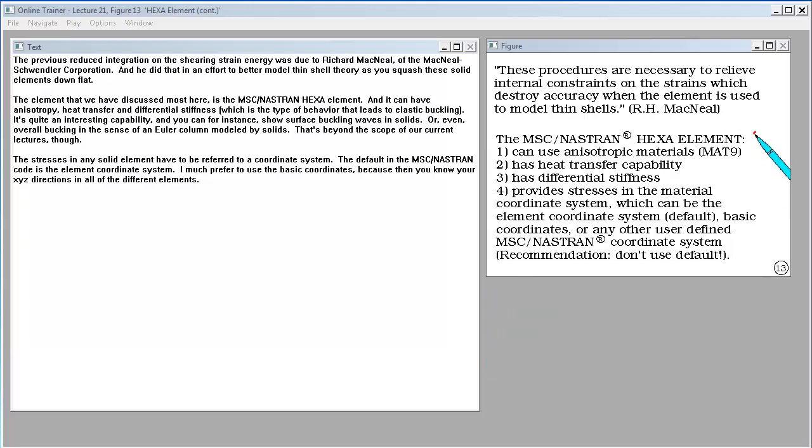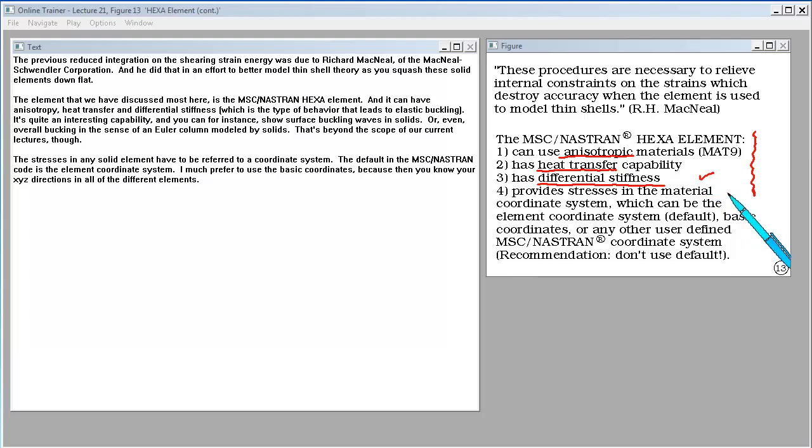The element that we've discussed most here is the MSc Nastran Hexa element, and it can have anisotropy, heat transfer, and differential stiffness, which is the type of behavior that leads to elastic buckling. It's quite an interesting capability, and you can, for instance, show surface buckling waves in solids, or even overall buckling in the sense of an Euler column modeled by solids. That's beyond the scope of our current lectures, though.